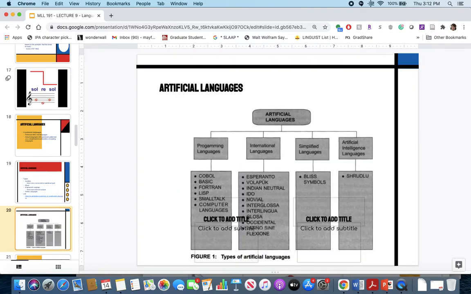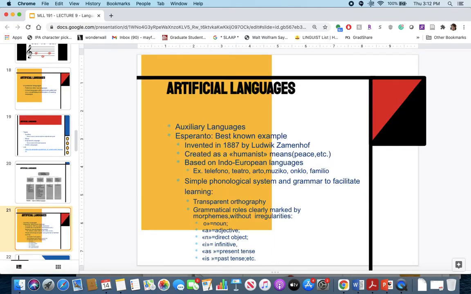And so some of the programming languages you have are Fortran or Smalltalk or some of the computer languages. The international languages, you have things like Esperanto or Volapük. Simplified languages, Bliss symbols, artificial intelligence languages, Shrdlu. So, linguists will work together with computational scientists and try to figure out what are some ways in which we can communicate with computers, computer systems, and network systems to relay information.